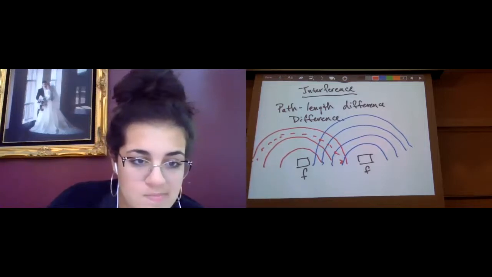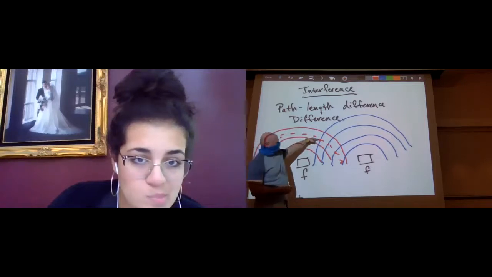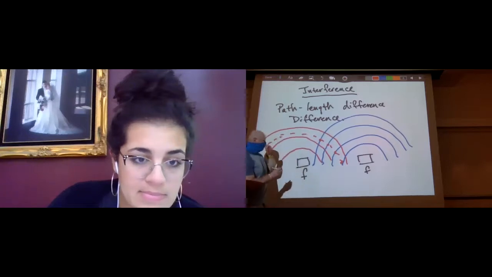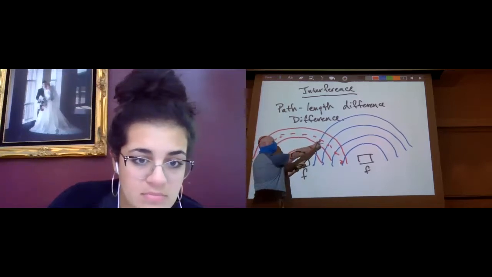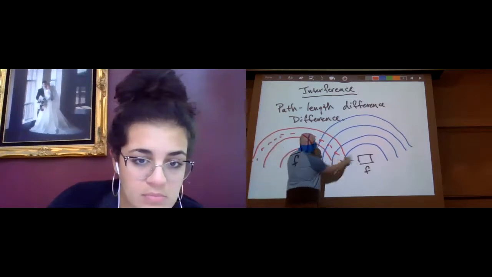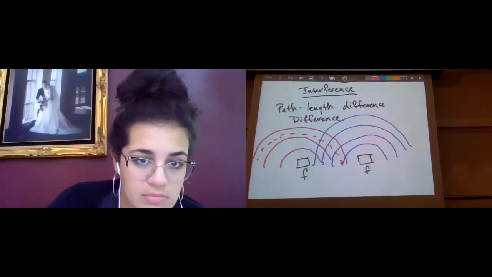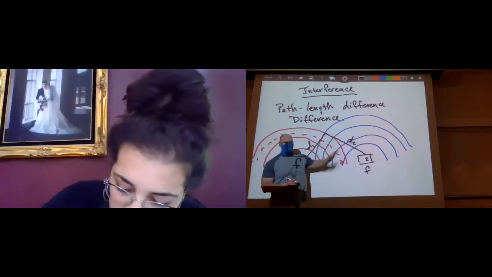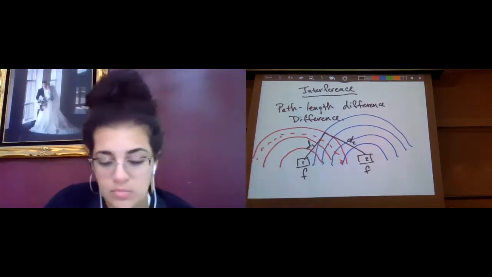So what path length difference says is that we can find the locations where either the constructive interference or the destructive interference occurs based off of the difference between the distance that this wave had to travel and the distance that this wave has to travel. Okay? This is what's called path length difference. So here, if I say this is source 1, this is source 2, then for this location here, this one traveled a distance of d2, this one traveled a distance of d1.